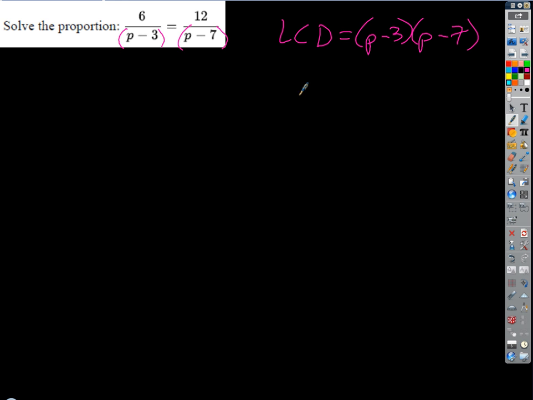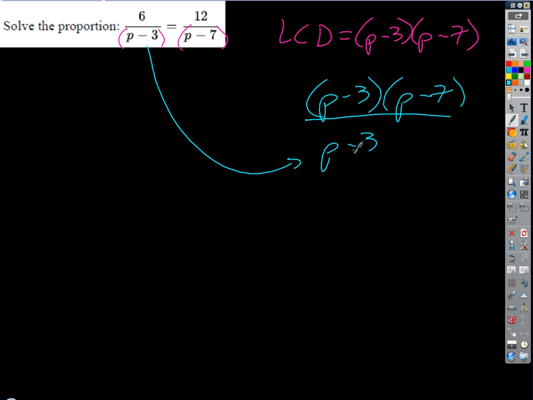So what if we take the LCD divided by, let's just say, P minus 3? Well, look what happens. They cancel, and I end up getting P minus 7, no remainder, right? So it divides in evenly. And it will always be that way, right? Okay, so now we've got the least common denominator.